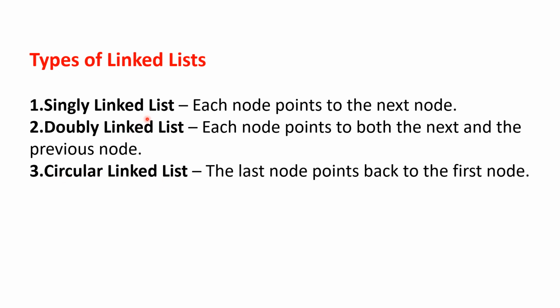Coming to the single linked list, each node points to the next node in a single direction. The node contains only one element, and the next part is the address of the next node. Coming to the double linked list, each node maintains two pointers, meaning two addresses. One is the address of the previous node, and the other is the address of the next node.